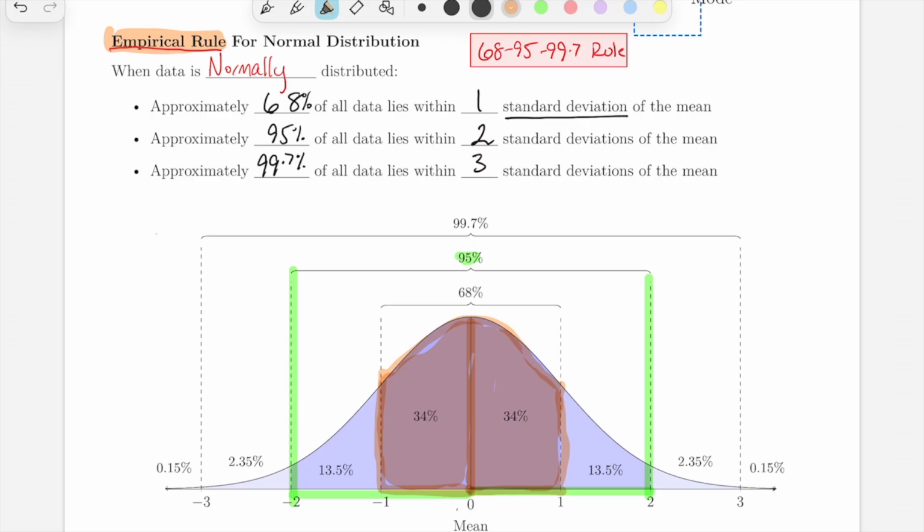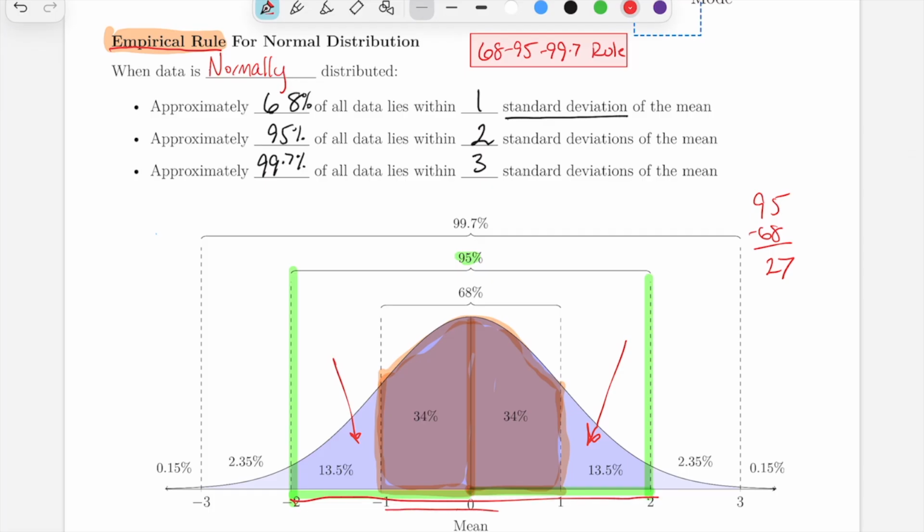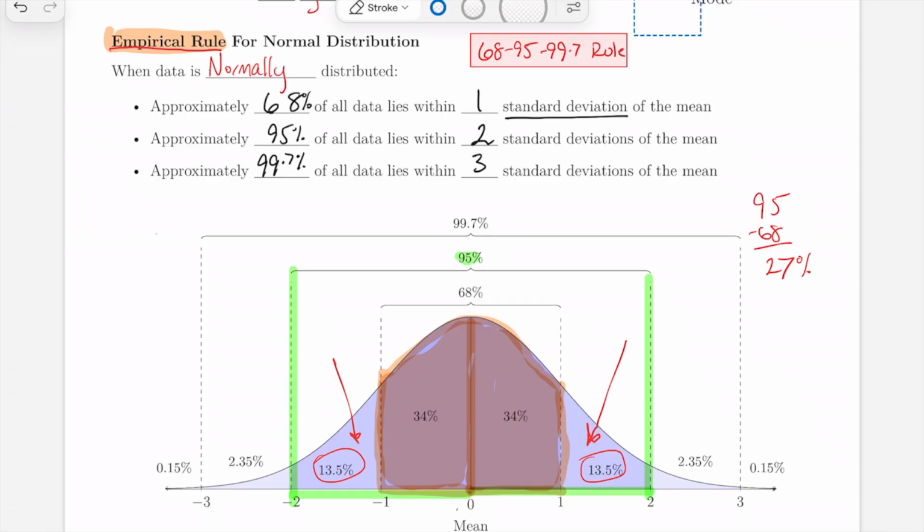So if we take 95 minus 68, I get 27. That means 27% is going to be shared between these two amounts, right? So if 95 is this much and 68 is this much, when we subtract those two, that gets us 27%. You can split that in half, and that's where we get our 13.5 for each one of those sections.